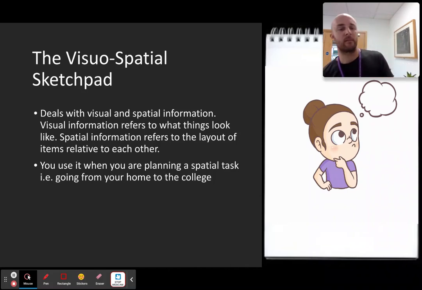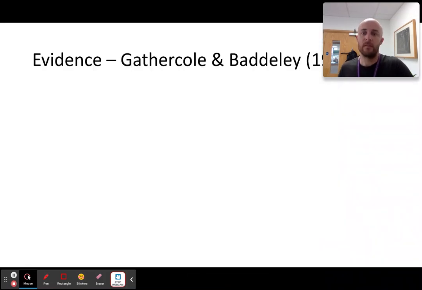So visual information refers to what things look like. Spatial information refers to the layout of things relative to each other. So you use spatial quite a lot when you're driving. So that is... There's not a lot to the VSS. There is more to the VSS, don't get me wrong, and I definitely recommend looking at it, but that's all I'm going to go through here.